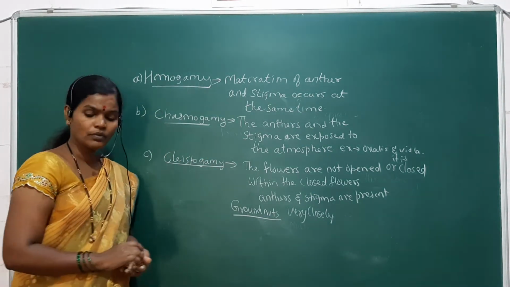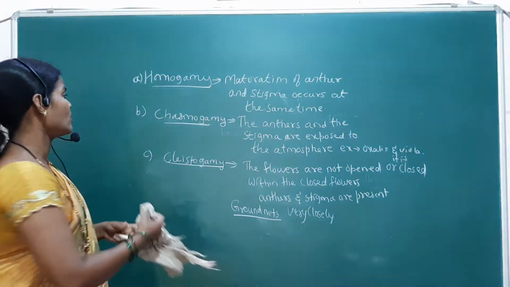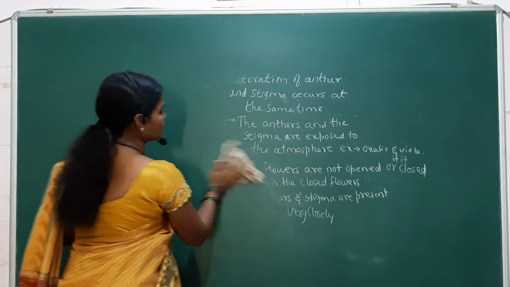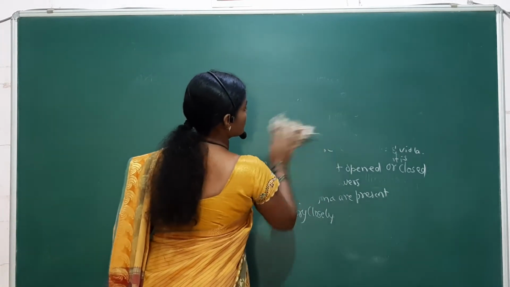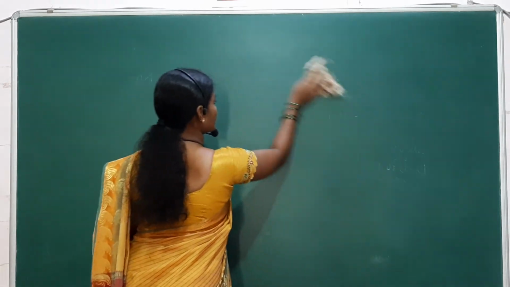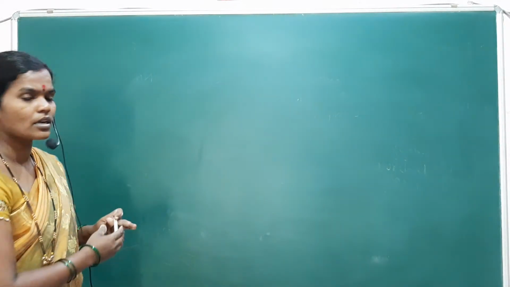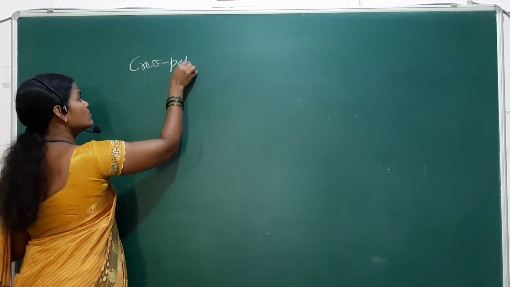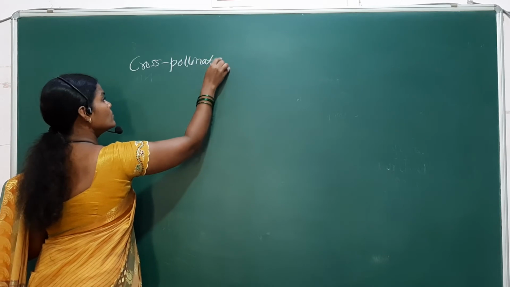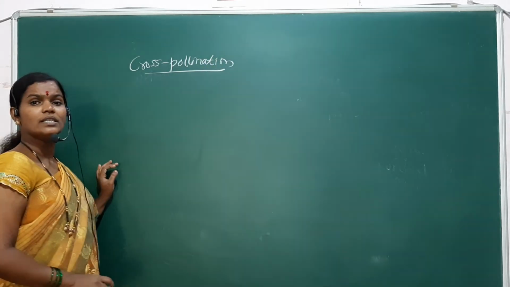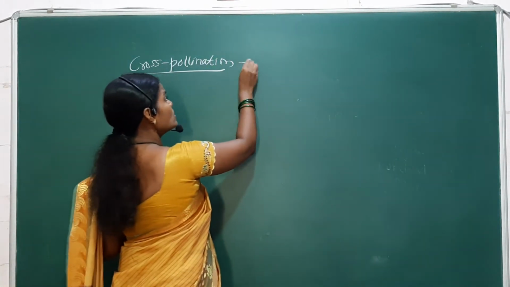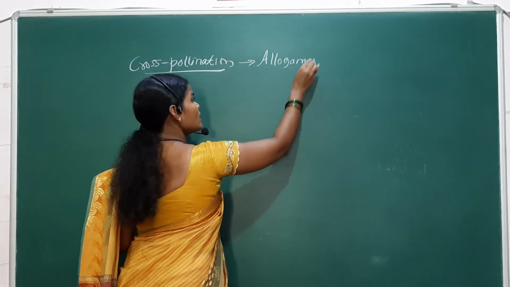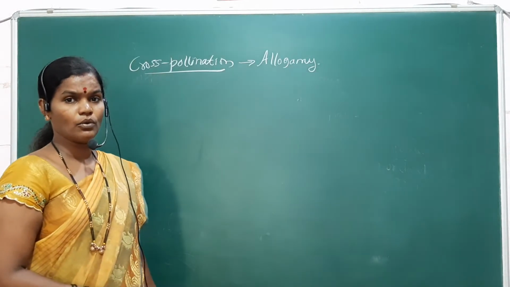Now we'll go for cross-pollination. Next is cross-pollination. So this cross-pollination is also called as allogamy. The cross-pollination is also called as allogamy.